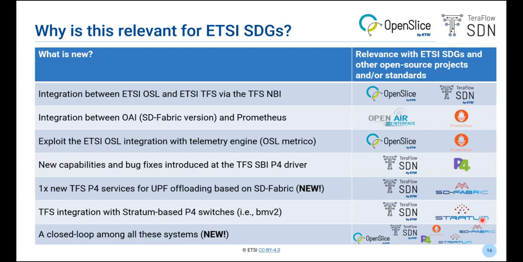So briefly, the relation with the SDGs. Well, we have done a lot of work here to integrate different systems together. First of all, there is cross-SDG relation because we integrated OpenSlice with TFS. We integrate also OpenSlice with Prometheus to be able to close the loop and pull monitoring metrics from the 5G system. And then there's a lot of integration happening in SDN, in TeraFlowSDN with ONF projects and P4, like SD-Fabric, Stratum, and so on. So we have done pretty much work in all these areas.